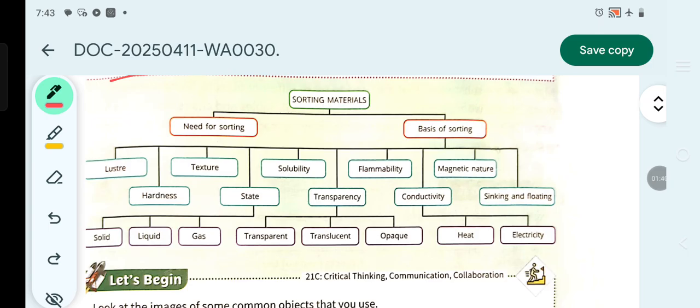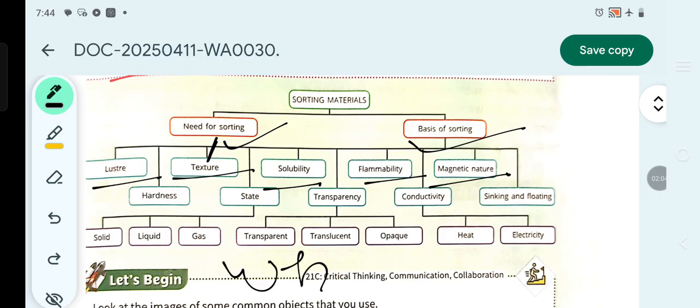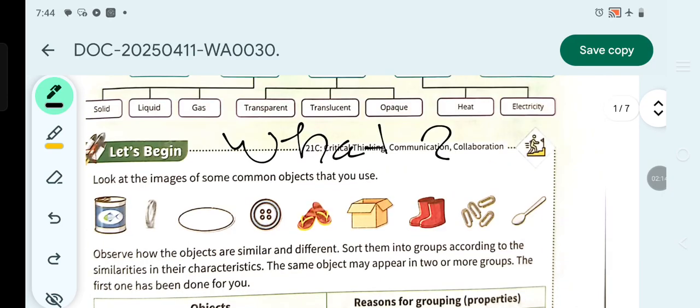First, we have to figure out what is the need for sorting, why we are sorting that material, and what is the basis of the sorting. If we go for the need of sorting, then we need luster, texture, solubility, flammability, magnetic nature. So you will say, what are all these things? Well, this question will be answered in this chapter, as we learn and understand this in this video.